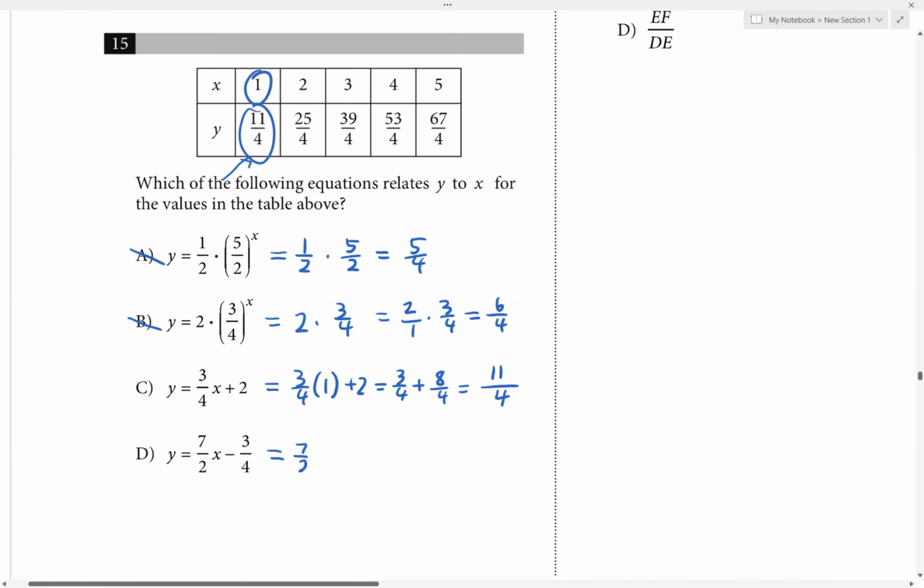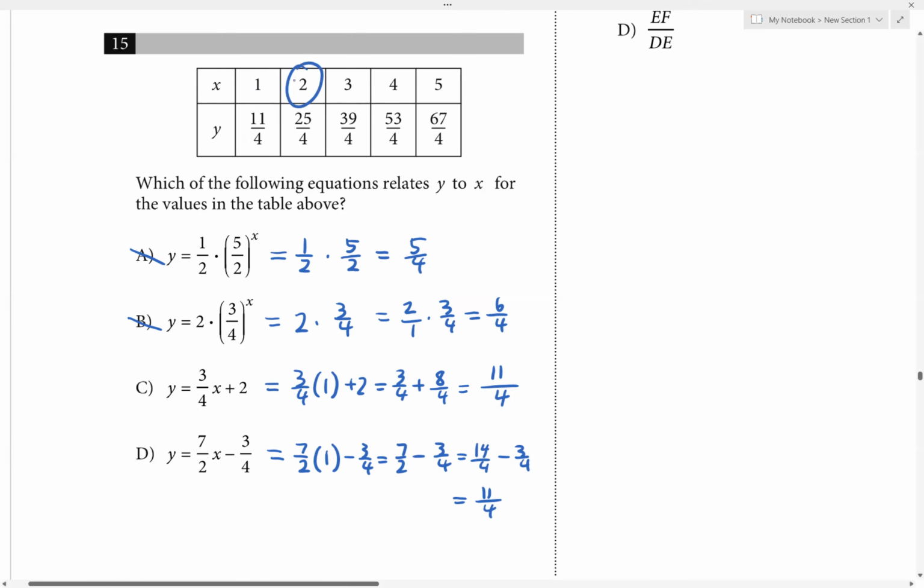We get 7 over 2 times x, which is 1, minus 3 over 4. This is 7 over 2 minus 3 over 4. Here, for 7 over 2, we can find a common denominator, so we'll make it 4. So it'll be 14 over 4 minus 3 over 4. Wow, which is also 11 over 4, right? You see here, D also works. So if that's the case, we have to try another number.